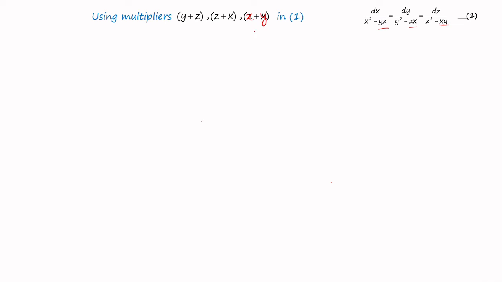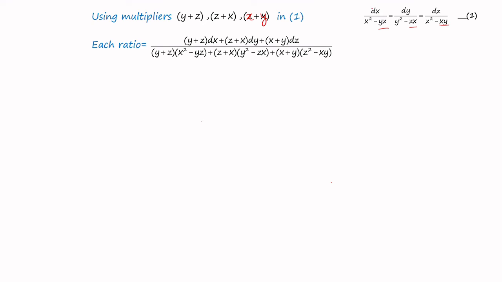Okay, so these multipliers we have to use in this equation. So this equation becomes, each ratio will be equal to: here the first term is multiplied by y plus z, both numerator as well as denominator, you have to do it. And in the same way, in the second term you have to do it with x plus z, and here also x plus z, and here also x plus y. This is multiplied and you have to add simultaneously.